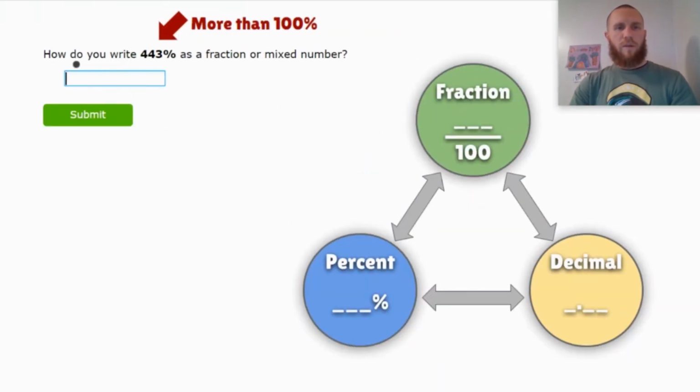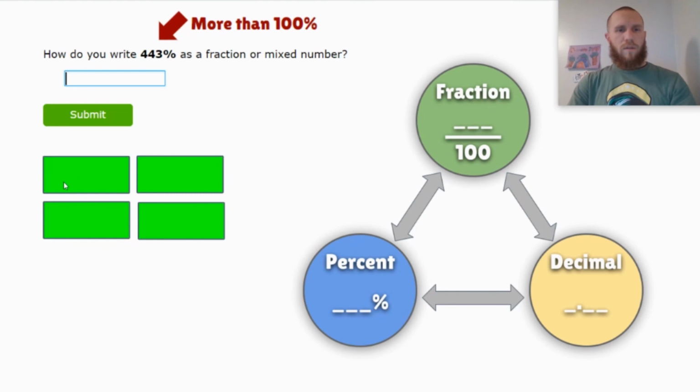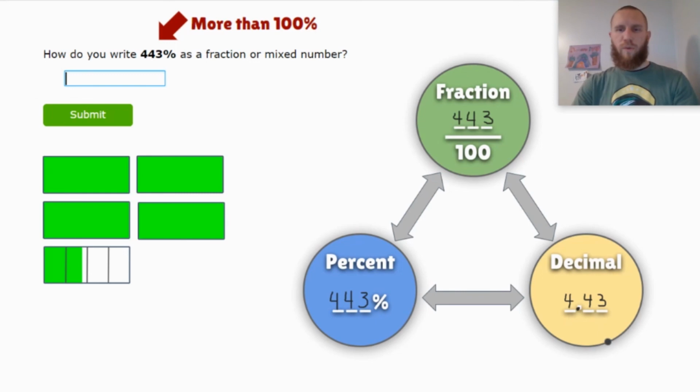Next question, how do you write 443% as a fraction or mixed number? Okay, so as a visual, 443% is 4 times 100 plus a little more. That would be 1, 2, 3, 400%, 100 times 4, plus a little bit more, which is 43%. So I already have the percent, 443%, and then I just take those digits and put them up here. 443 over 100, and the decimal is 4.43.